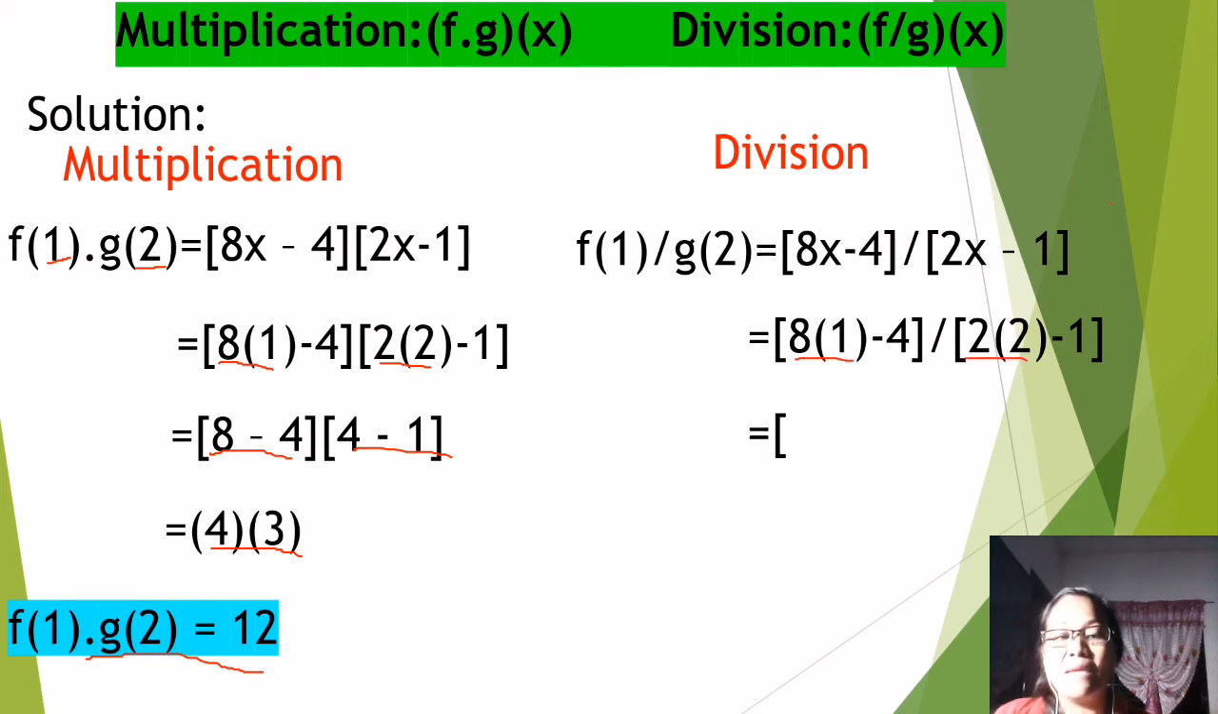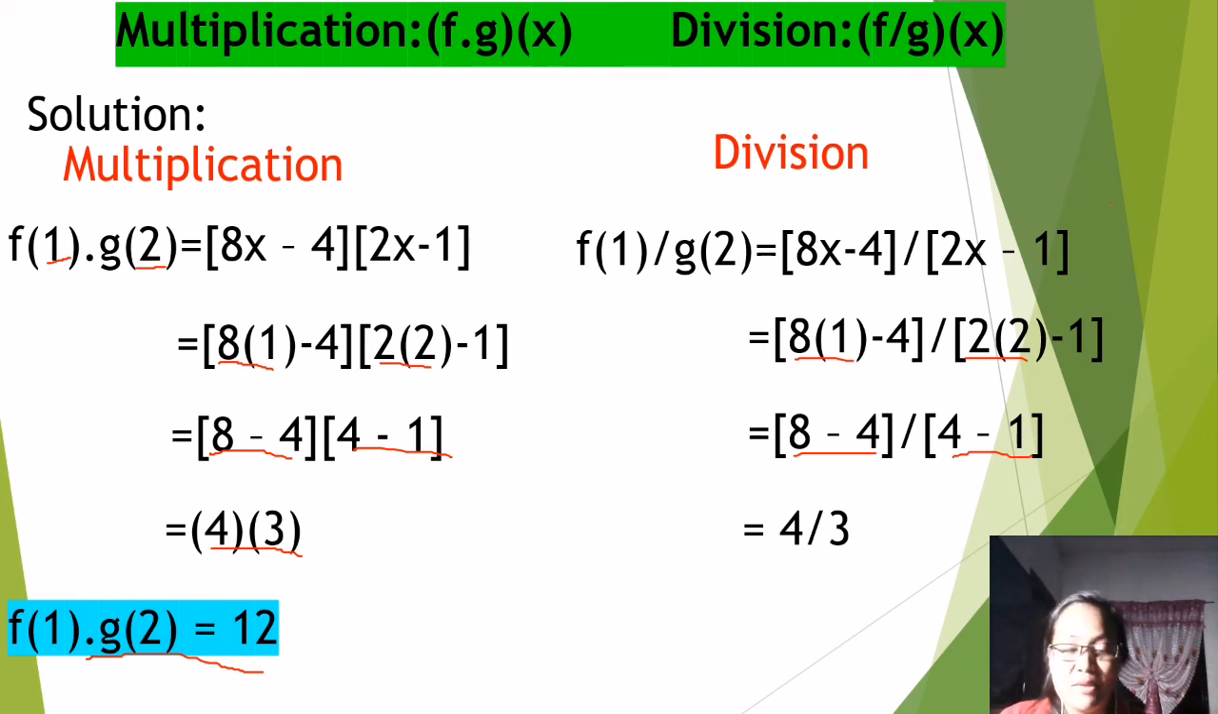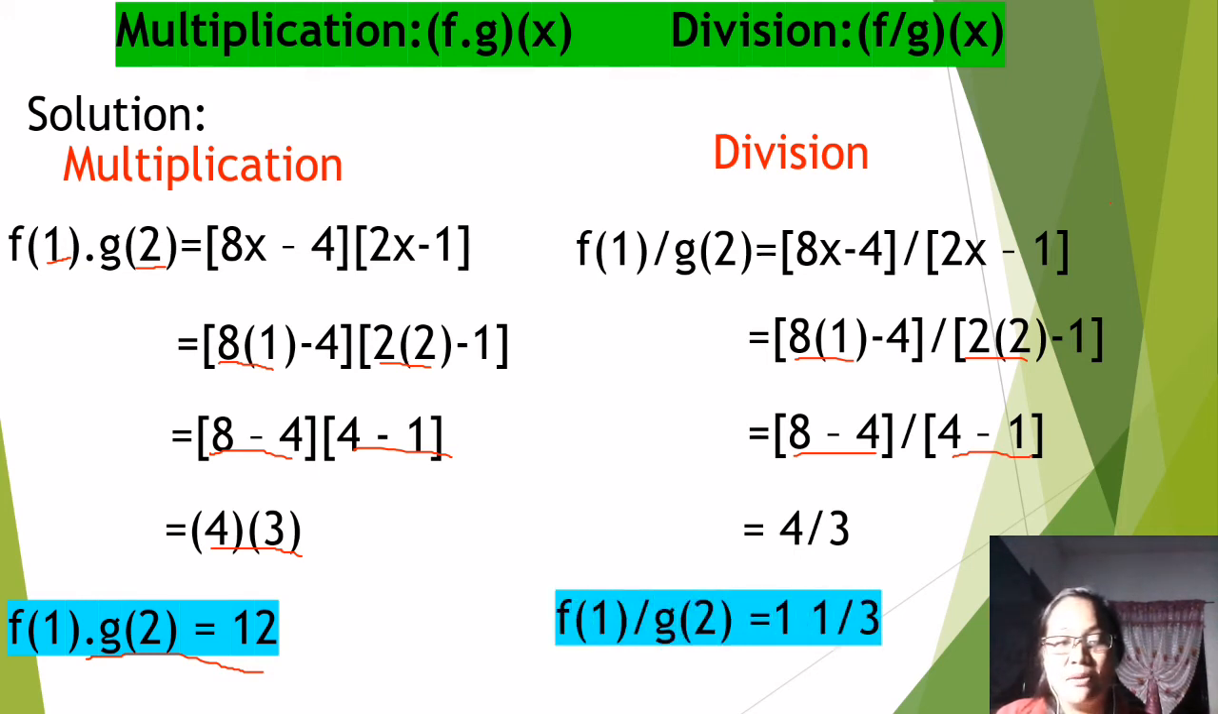Again, following the rules of operation, we will do first the product. So 8 times 1, we have 8 minus 4 divided by 2 times 2, 4 minus 1. And 8 minus 4 is equal to 4 divided by 4 minus 1 is 3. So 4 divided by 3 is equal to 1 and 1/3. Therefore, our f of x divided by g of x is equal to 1 and 1/3, which is the same with our previous answer. So it's up to you which is easier or better. So if you want this one or the previous one.